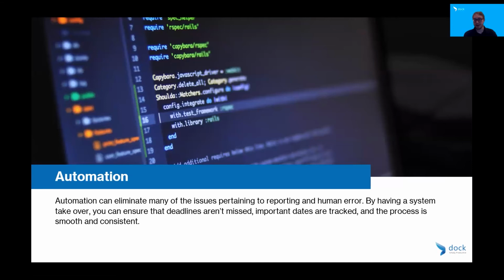Next up is automation. Basically, like I said, it eliminates a lot of the issues pertaining to reporting and human error. By having a system take over, you can ensure that deadlines aren't missed because it's going to let you know and notify you when things come up.